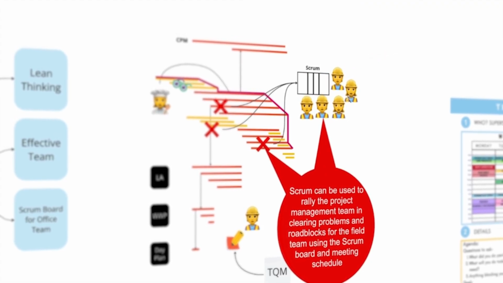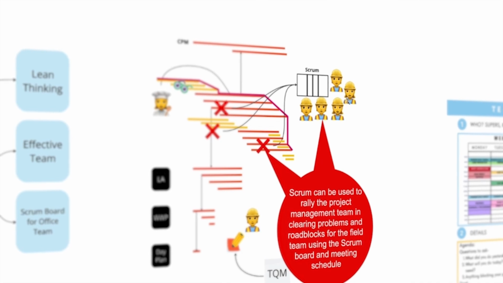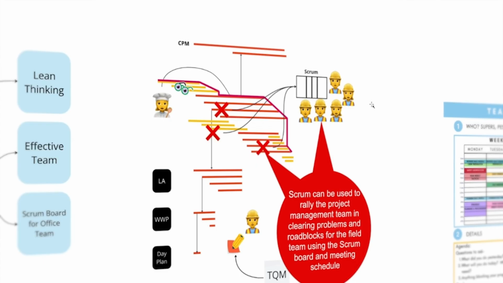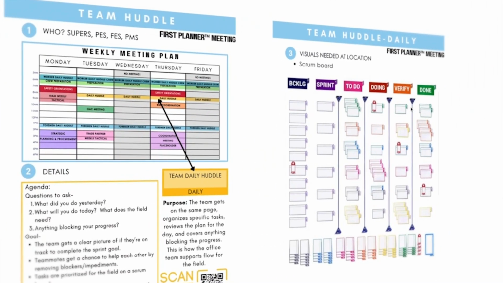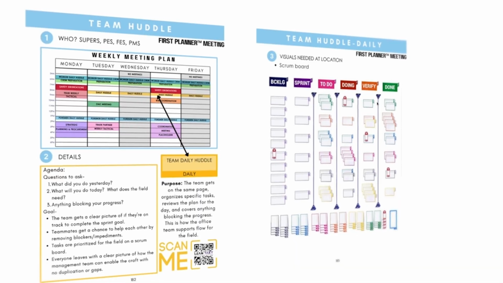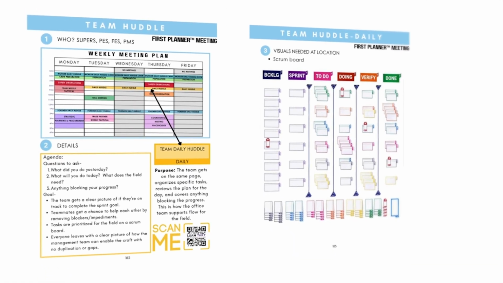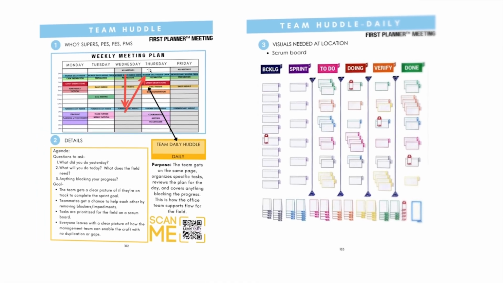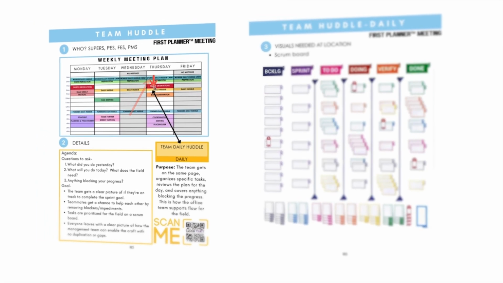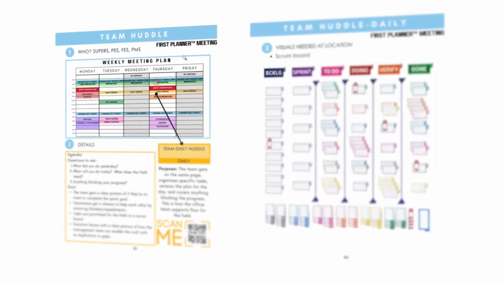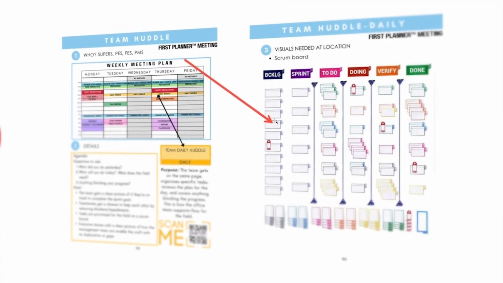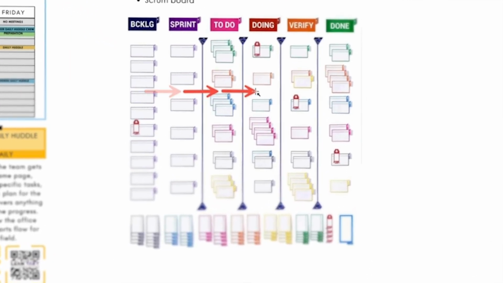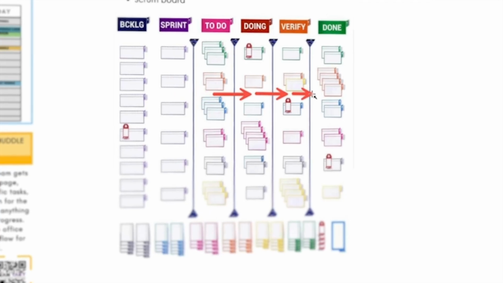So Scrum can be used to rally the project management team in clearing problems and roadblocks for the field team, using the Scrum board and the meeting schedule. So it's really quite nice. I pulled in pages 182, 183 from the book Takt Planning, and basically want to make the point that if you go do all this work, plan the next day, communicate it to the workers, you should have a daily stand-up. And that's where all your roadblocks come to. And those roadblocks come on into the backlog, and then they go from your backlog to your sprint backlog to the to-do column, to the doing or in progress, to the check process, and then to done.